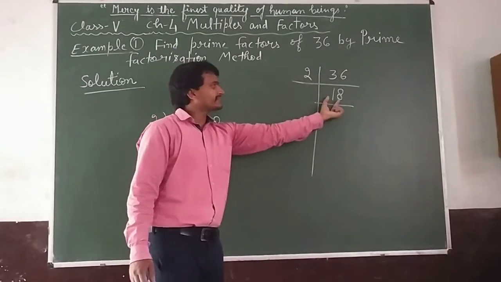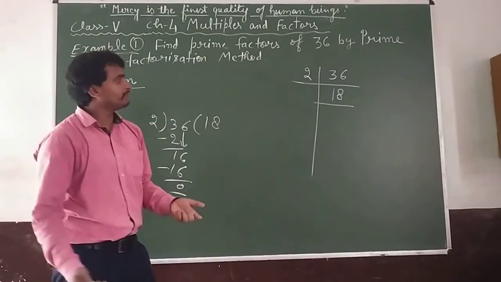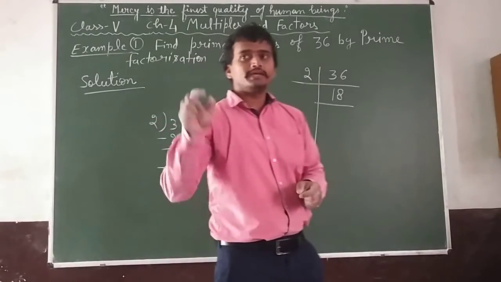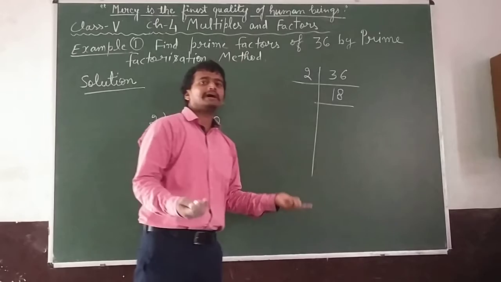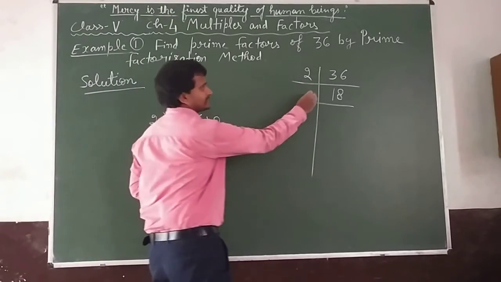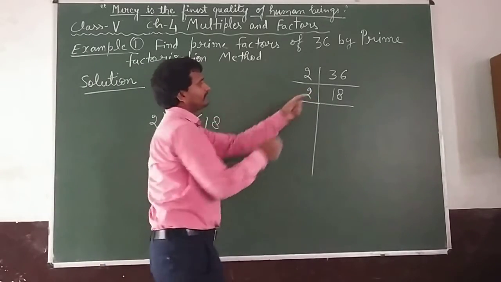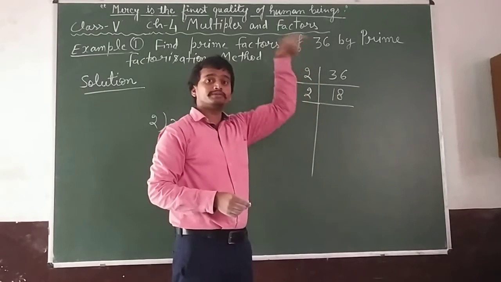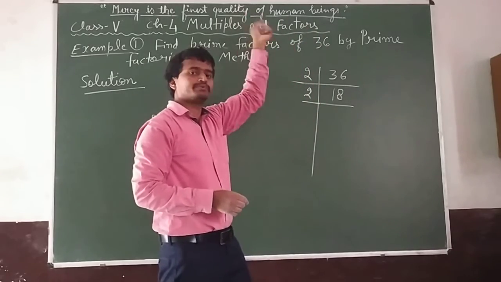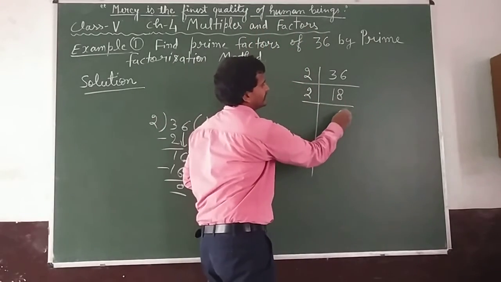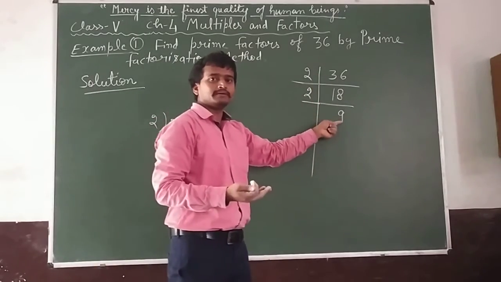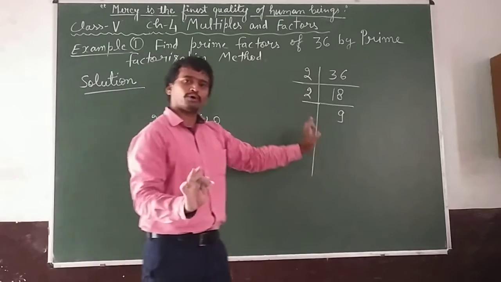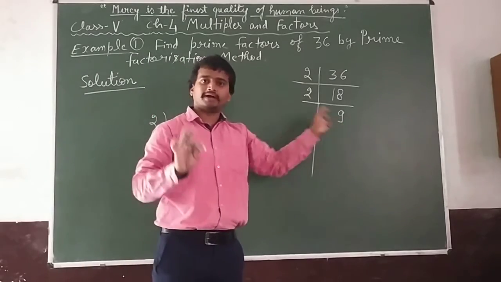Now, next 18. 18 is an even number, and we know that even numbers are always divisible by 2, and 2 is also a prime number, so that's very easy. Divide by 2, and when we divide 18 by 2, then we will get how many times? 2 9s are 18, so we can write here 9.